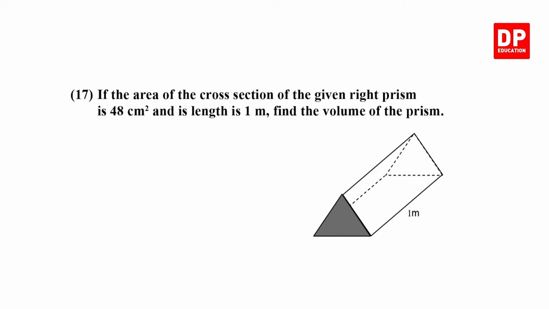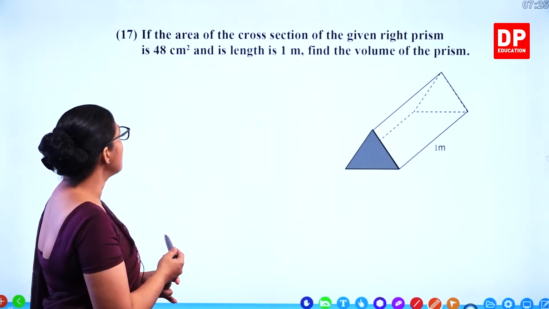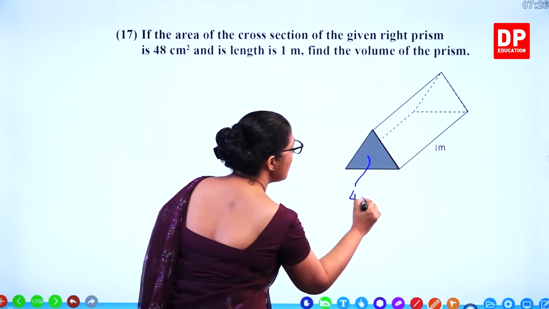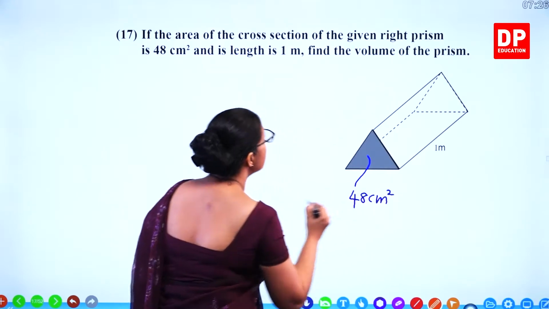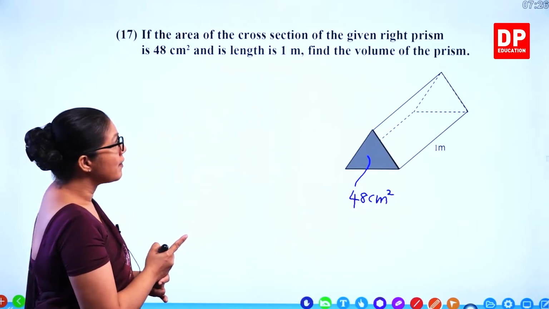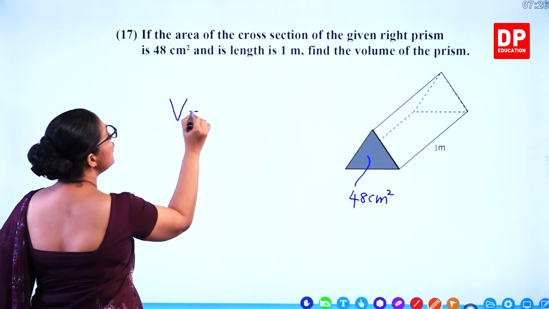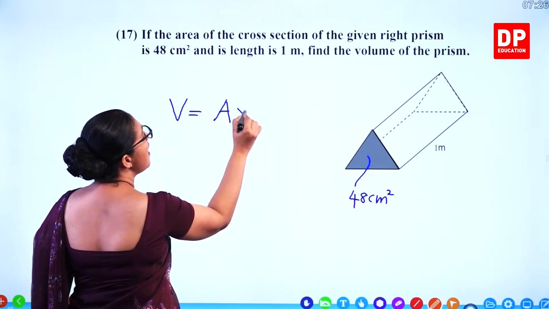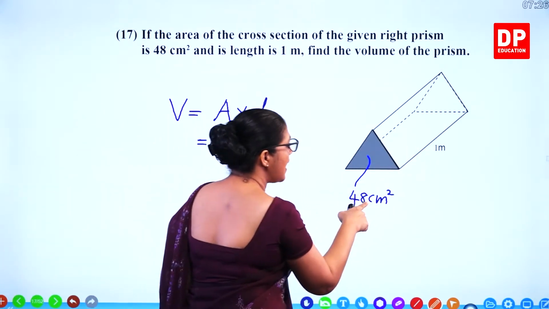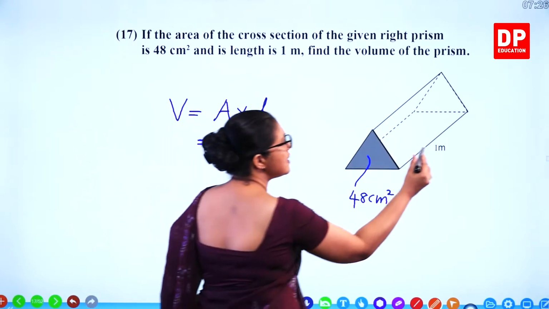Question number 17. If the area of the cross section of the given right prism is 48 square centimeters, and its length is 1 meter, find the volume of the prism. How do you find the volume? Cross-sectional area into length. But length is in meters and the area is in square centimeters, so you have to convert to centimeters.